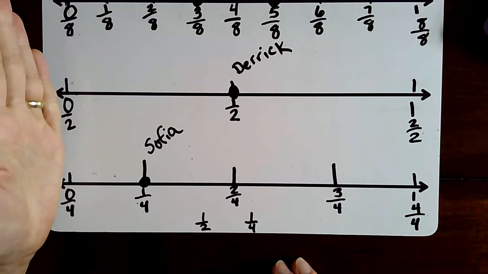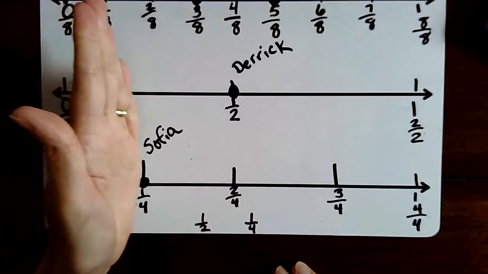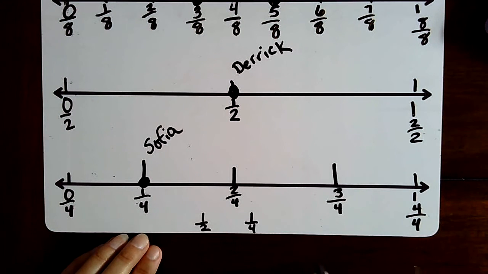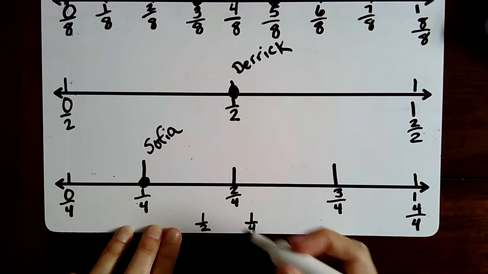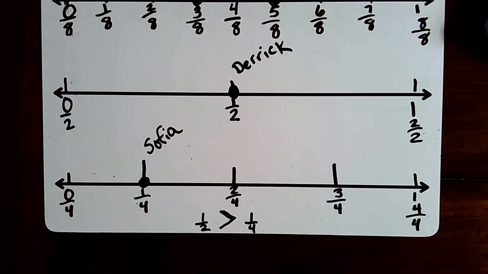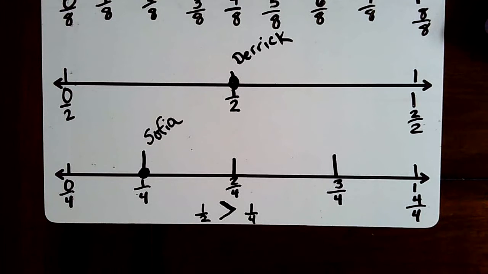So remember, we always start at 0 and work our way to the right. So the farther down the number line, the bigger the piece, the bigger the fraction. So it looks like for sure that Derek ate more. So a half is greater than 1/4. 1/2 is greater than 1/4.